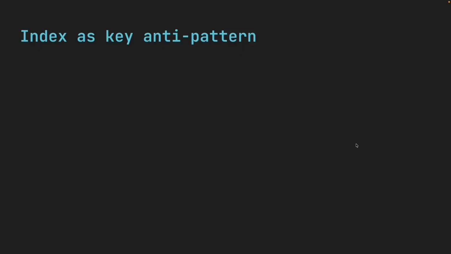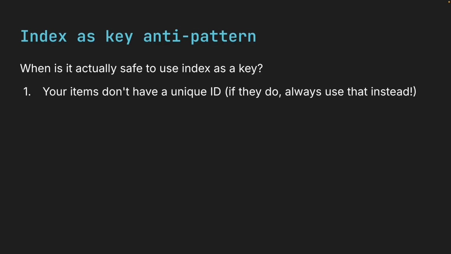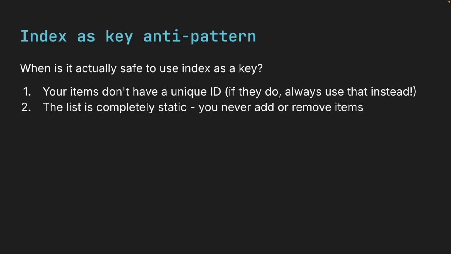Now that makes you wonder, why do so many developers still use it? Or is there ever a case where it's actually safe to use index as a key? Yes, only when all these following conditions are true. Your items don't have a unique ID, and if they do, always use that instead. The list is completely static, so you never add or remove items. The list is never reordered or filtered.